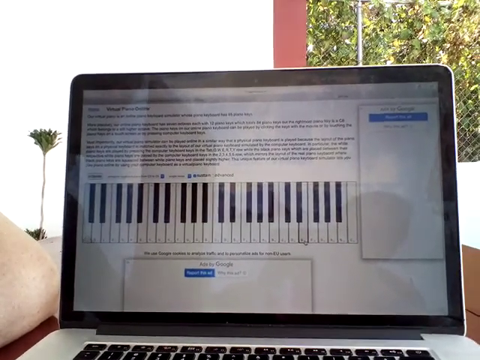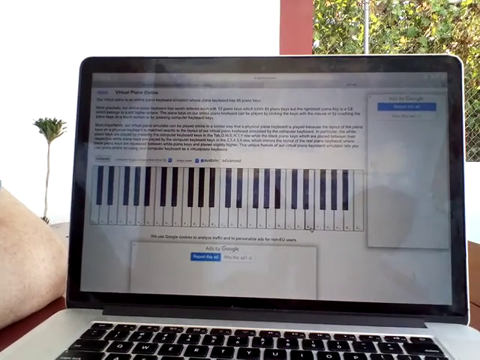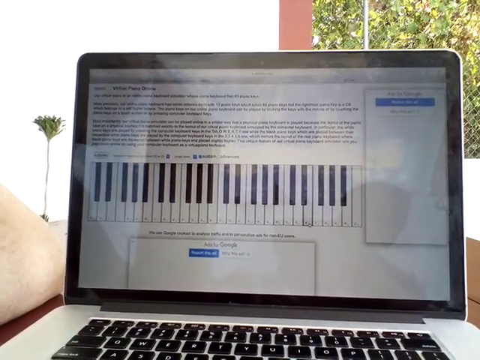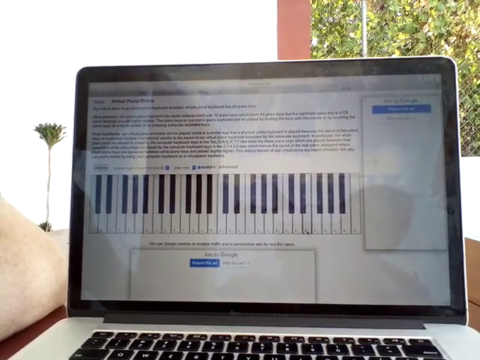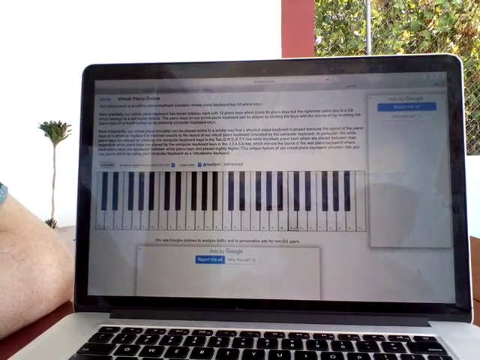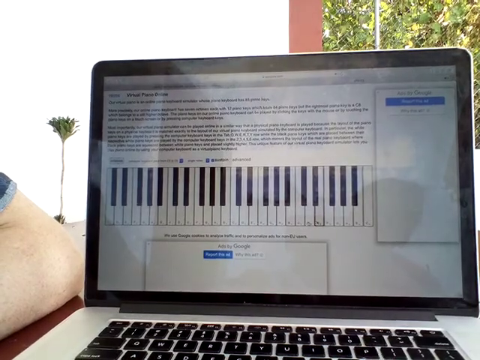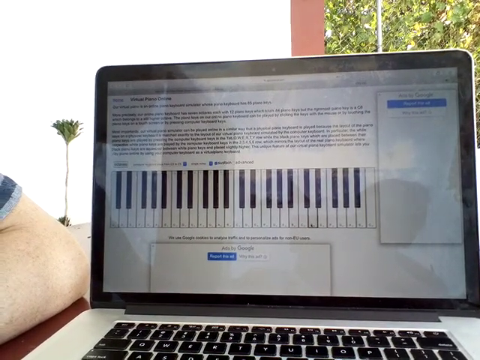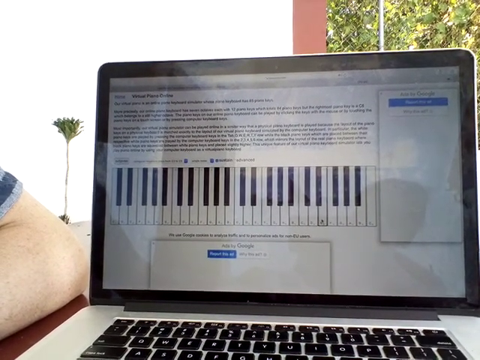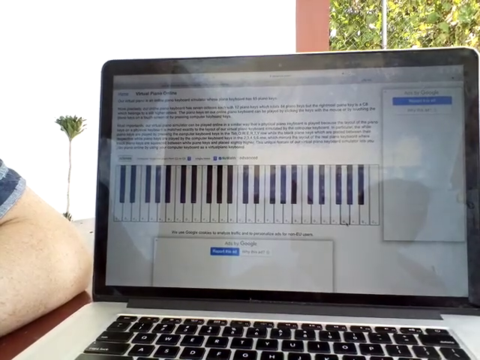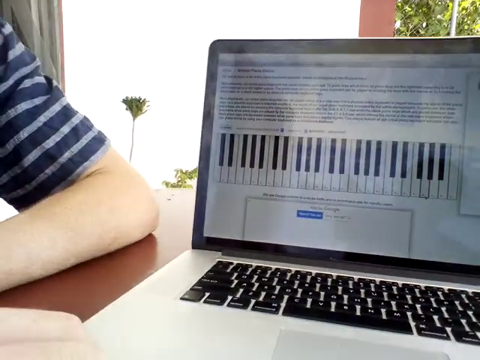Our highest section is going to be mezzo-soprano or soprano. And here we go. Mary had a little lamb, little lamb, little lamb. Okay, so for this week's assignment, I'd like you to define which section you're in.